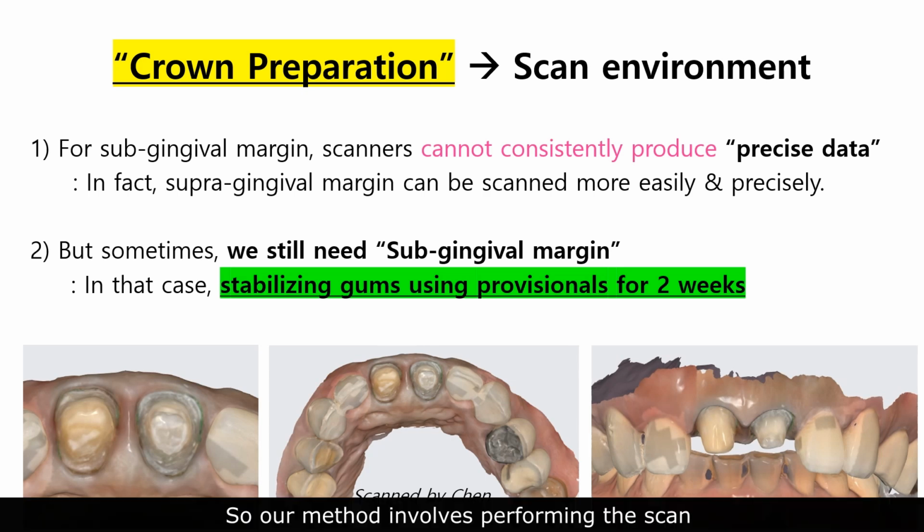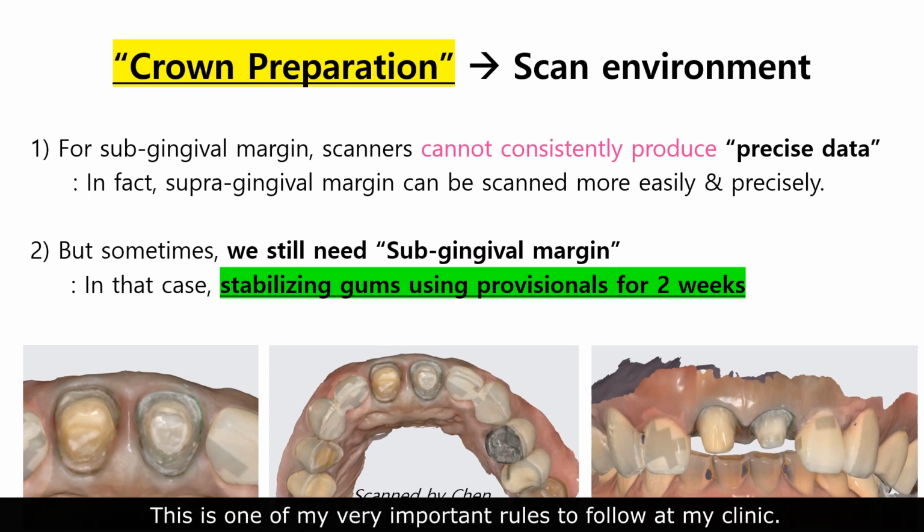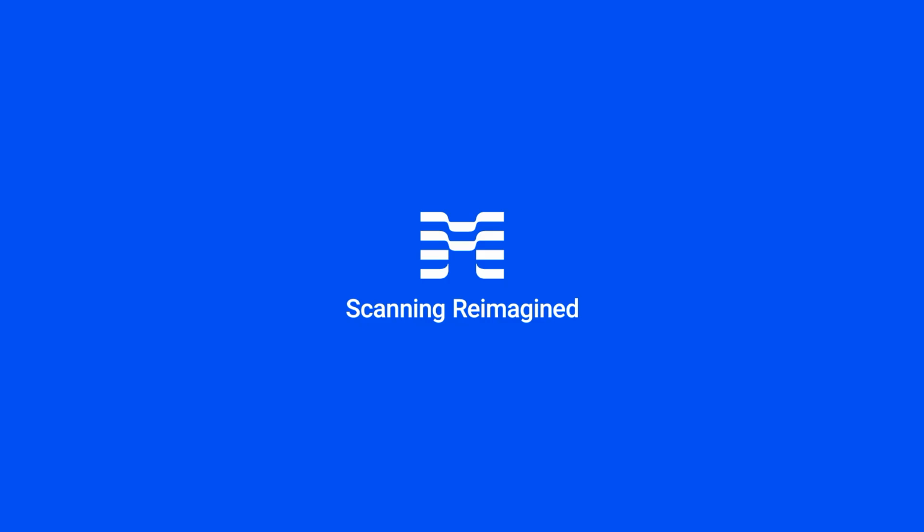So, our method involves performing the scan after stabilizing the gums with temporary teeth for about 2 weeks. This is one of my very important rules to follow at my clinic.